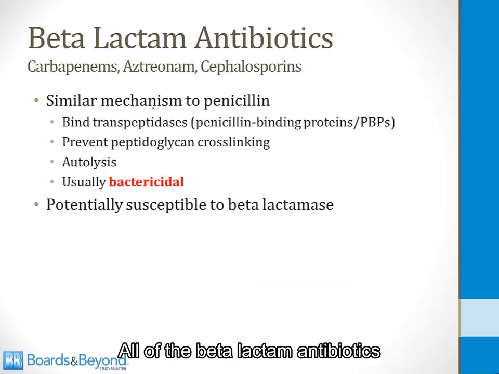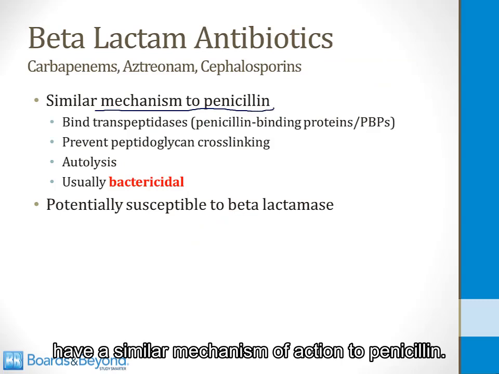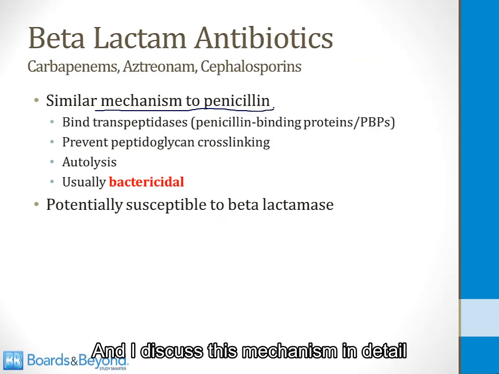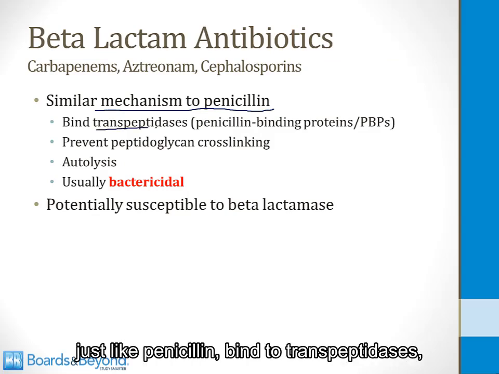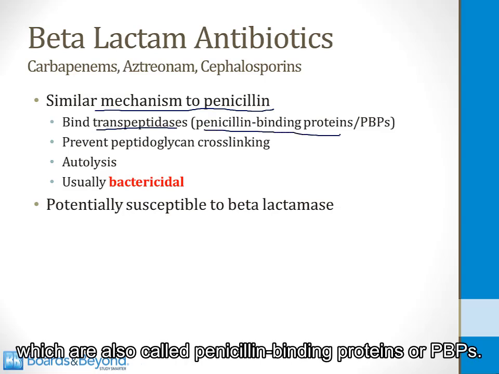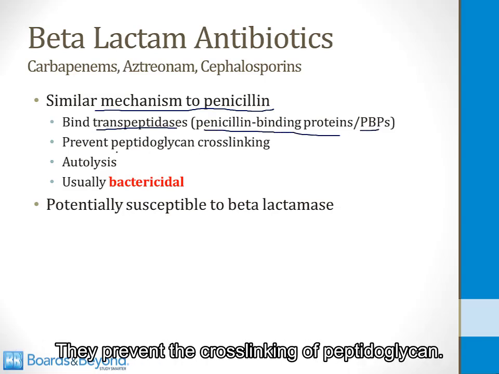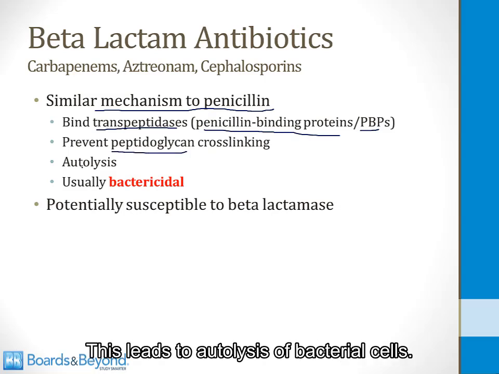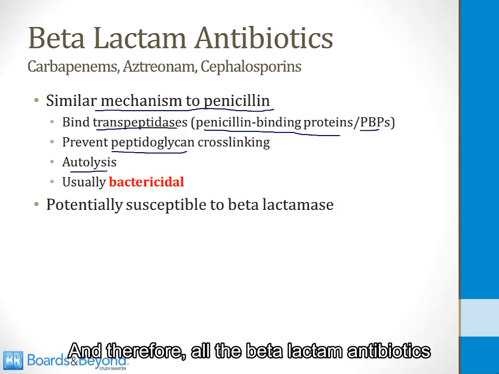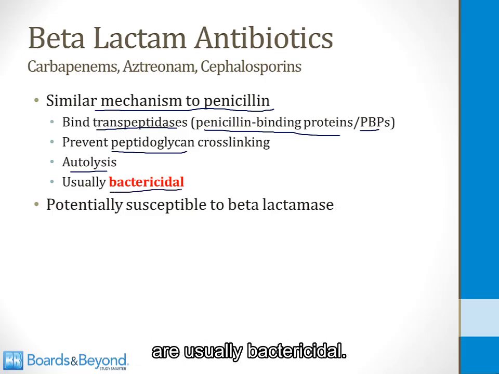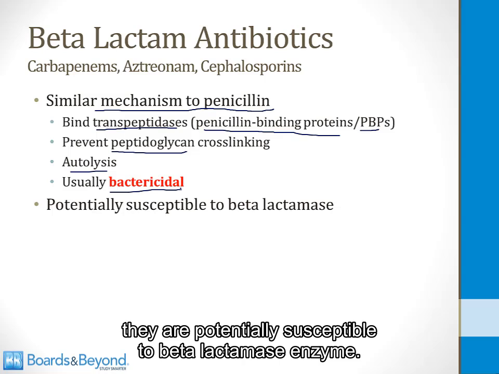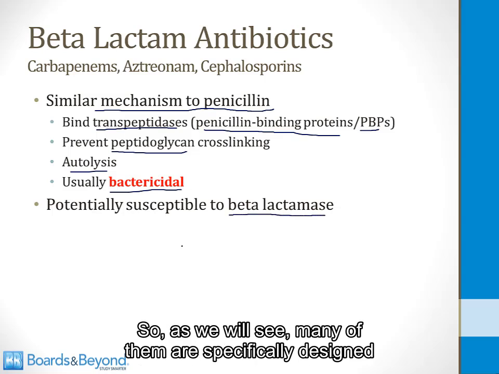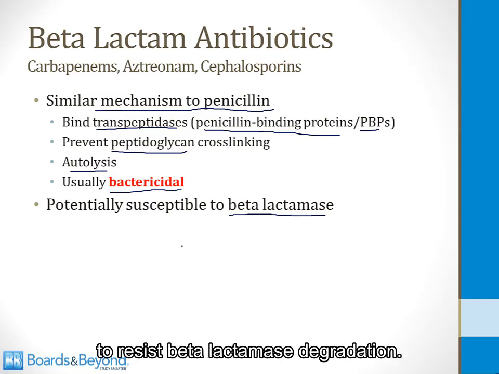All of the beta-lactam antibiotics have a similar mechanism of action to penicillin, and I discussed this mechanism in detail in the video on penicillin antibiotics. But all of the other beta-lactams, just like penicillin, bind to transpeptidases, which are also called penicillin-binding proteins or PBPs. They prevent the cross-linking of peptidoglycan. This leads to autolysis of bacterial cells, and therefore all the beta-lactam antibiotics are usually bactericidal. In addition, because all of these antibiotics possess a beta-lactam ring, they are potentially susceptible to beta-lactamase enzymes, although as we will see, many of them are specifically designed to resist beta-lactamase degradation.